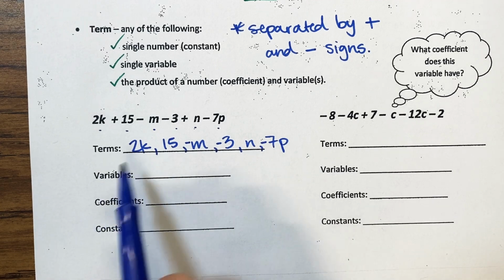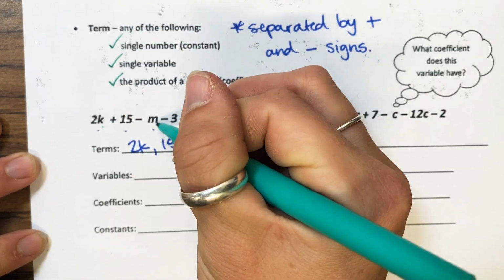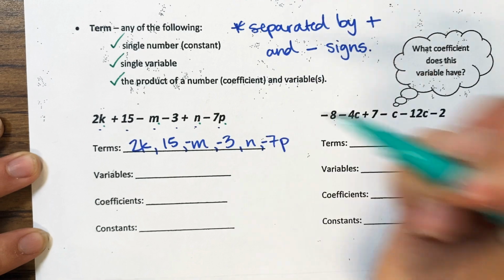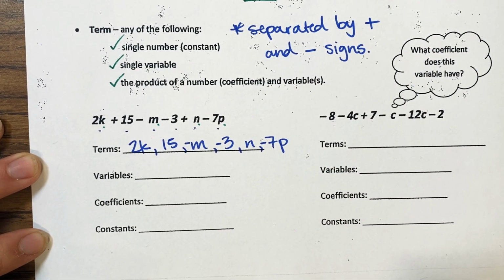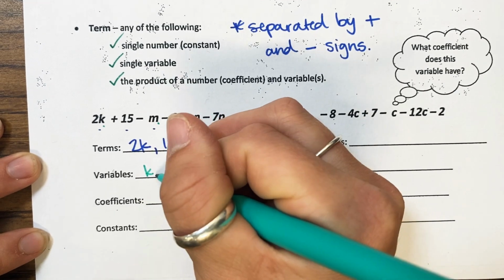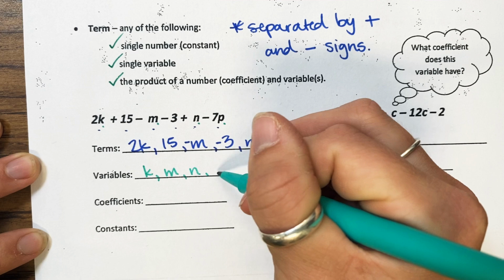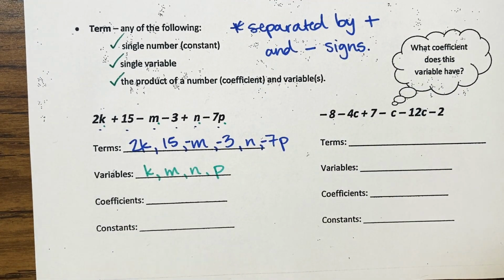Okay, what are our variables? Okay, remember, variables are the letters that represent numbers. Okay, so what are our variables? I see a k, an m, an n, and a p. Okay, those are all the letters that represent numbers. Okay, so let's list those out. K, m, n, and p.